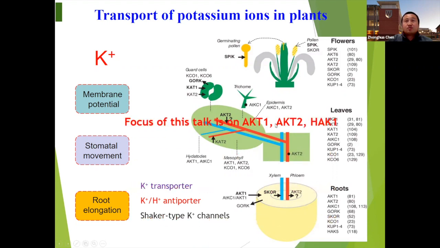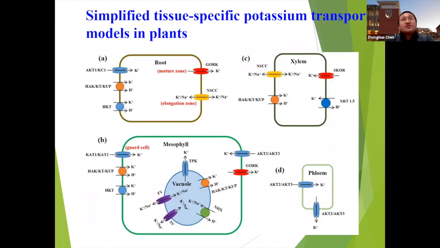So our focus will be on AKT1, AKT2, and HvAKT, 3 ion channels, and the functional analysis is only limited to the barley genes. This is just a simplified tissue-specific potassium transport. So in different tissues, in root, xylem, mesophyll, phloem, there are many different types of potassium channels.